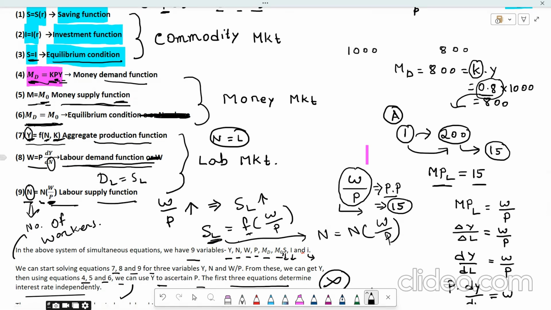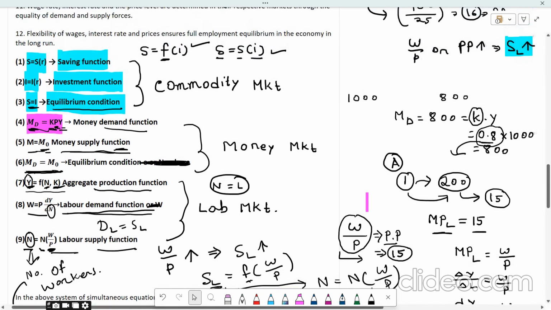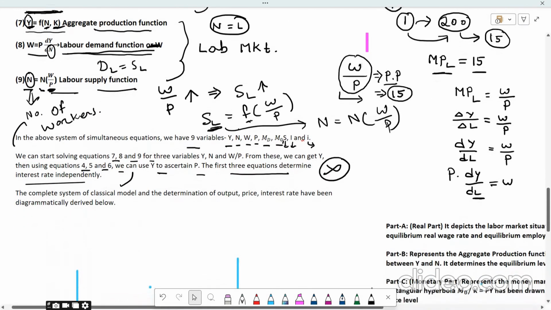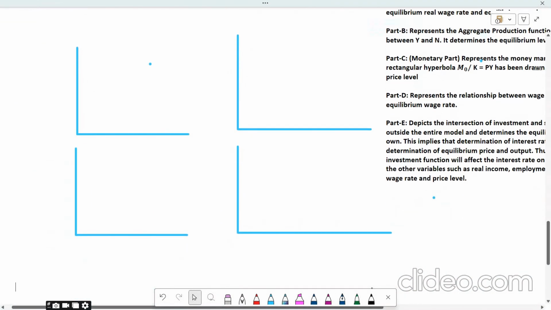Okay, so if you solve equations 7, 8 and 9, you can actually find out the value of y, n and w by p, that is real wage. And later on, if you put the value of y in equations 4, 5 and 6, you will get the value of all the variables. And by solving equations 1, 2 and 3, you can actually get the value of the equilibrium rate of interest, R. So it is not required to be written, but if you can get the idea, then very good. Otherwise we can leave it and we will try to solve it graphically.